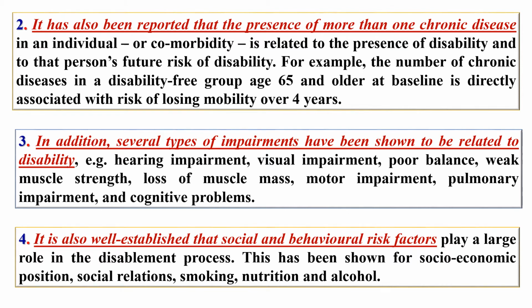Third, in addition, several types of impairments have been shown to be related to disability. For example, hearing impairment, visual impairment, poor balance, weak muscle strength, loss of muscle mass, motor impairment, pulmonary impairment, and cognitive problems. Number 4, it's also well established that social and behavioral risk factors play a large role in the disablement process. This has been shown for socioeconomic position, social relationships, smoking, nutrition, and alcohol.